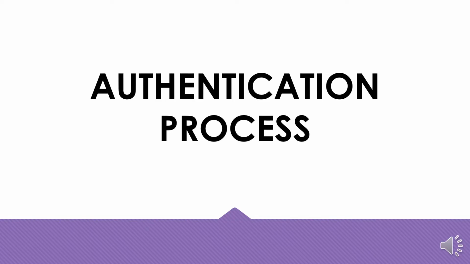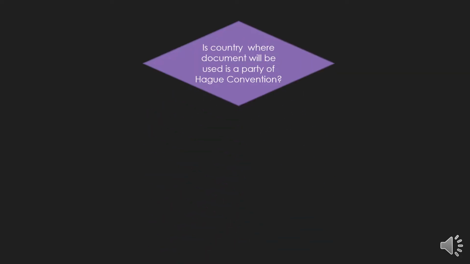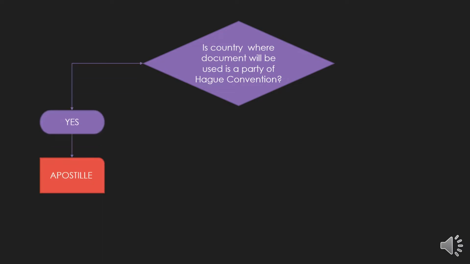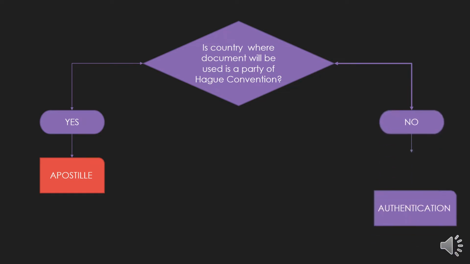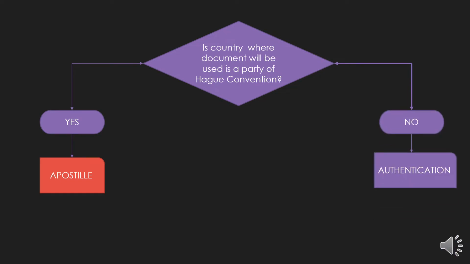Now let's discuss the authentication process. Now we need to ask first this question. Is the country where the document will be used part of the Hague Convention? If our answer is yes, then we'll be needing the apostille certification. But if our answer is no, then let's proceed to the authentication process.